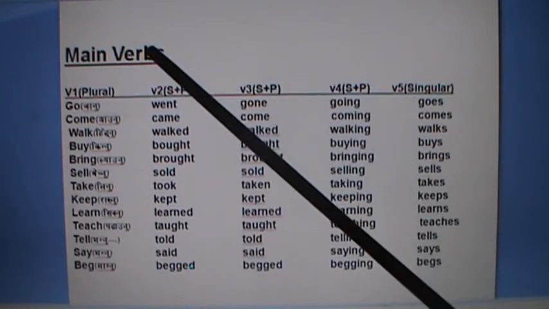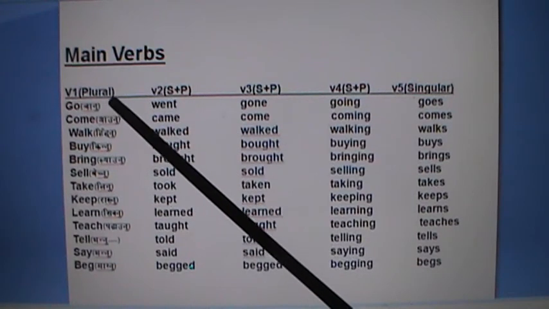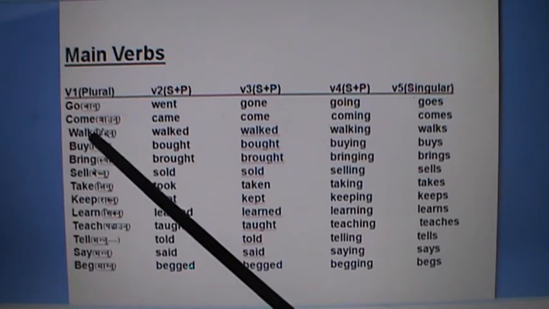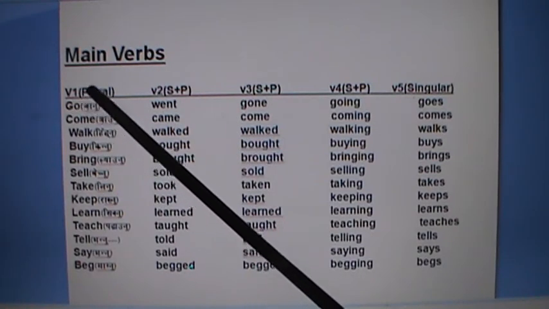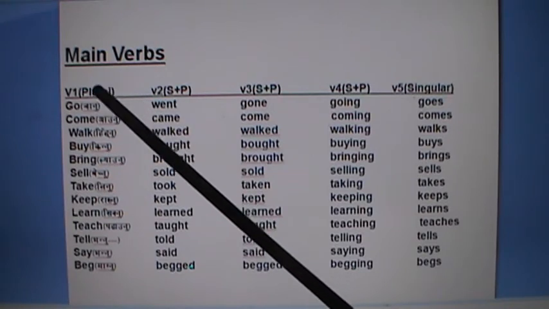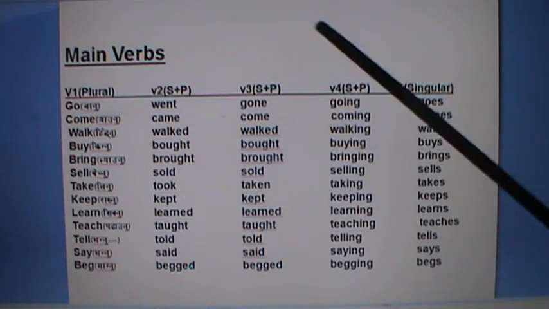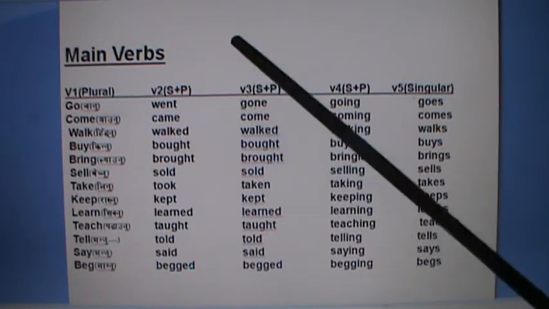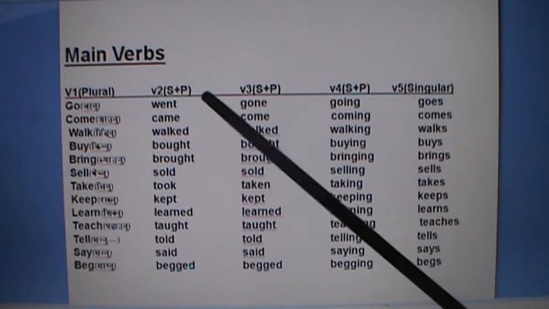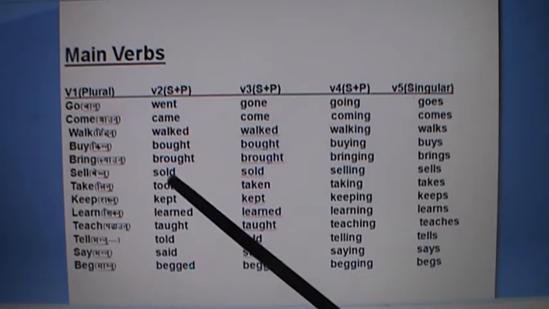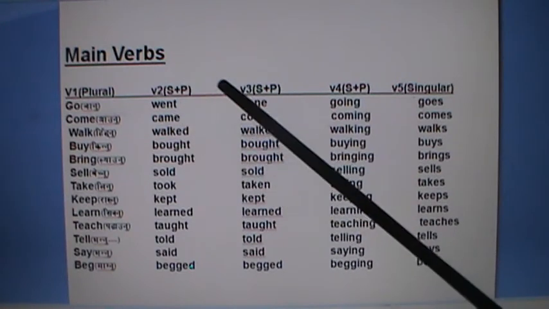And next thing, we must know the meaning of main verbs because they have certain meanings. Go means जानु, come आउनु, walk हिँड्नु, buy किन्नु, bring ल्याउनु. In this way they have certain meanings. Go means जानु, go never means आउनु. So you must be familiar with them. Prepare as many common verbs as you can. I just want to show you some system here, but these main verbs are not sufficient. You have to prepare many more, as many as you can.